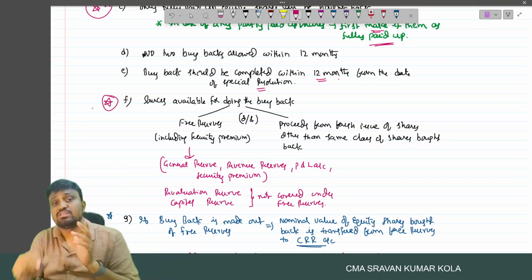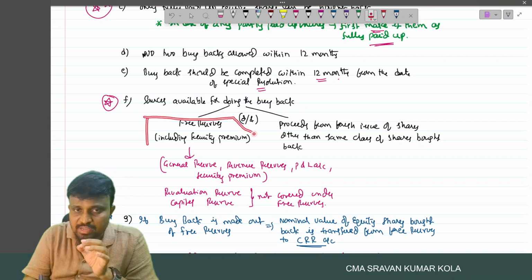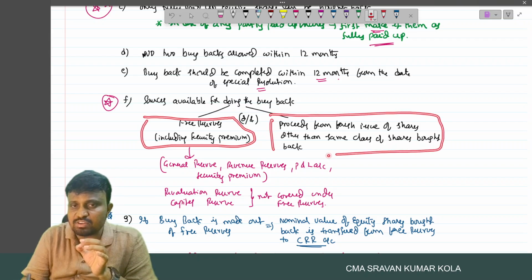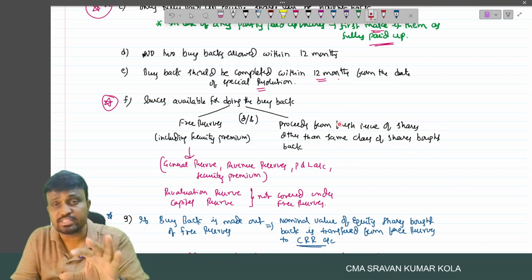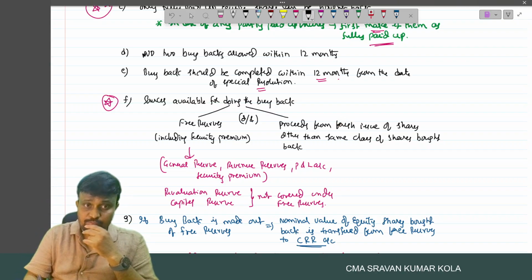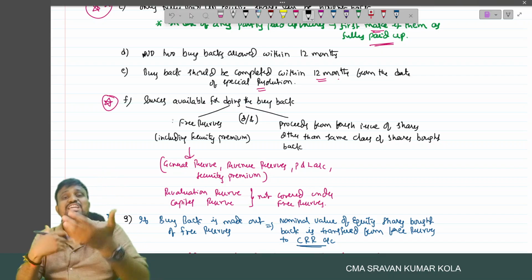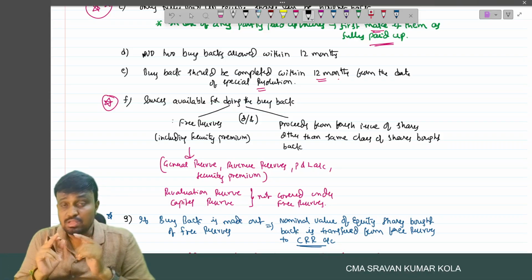What are the sources we have? And remember, there are two sources for doing the buyback. One is free reserves, and another one is proceeds from the fresh issue of shares, other than the same class of share. So here, free reserves means what? Those reserves which are freely available for distribution of dividend to the shareholders.